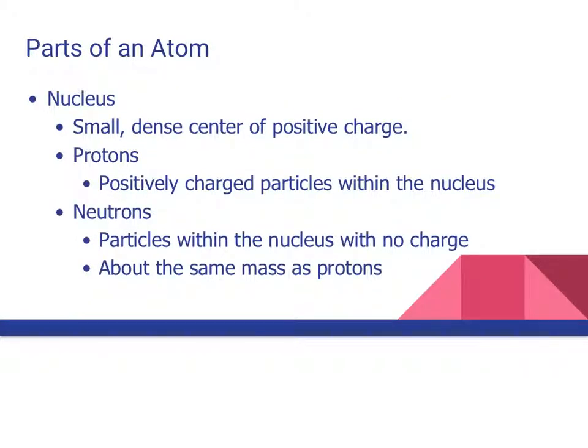Real quick then, if we review the parts of an atom, we should recognize that all atoms contain a nucleus. Okay, the nucleus is the small, dense center of the atom that has a positive charge to it. The reason why the nucleus is positively charged is because it contains the protons, and the protons are the positively charged particles found within the nucleus of the atom. Also found in the nucleus are neutrons. Okay, they are particles within the nucleus that contain no charge, and in terms of the mass and the size, neutrons and protons are typically similar in mass.